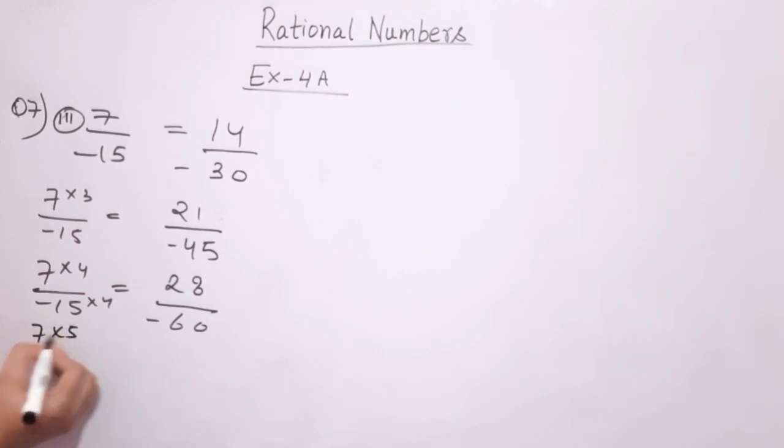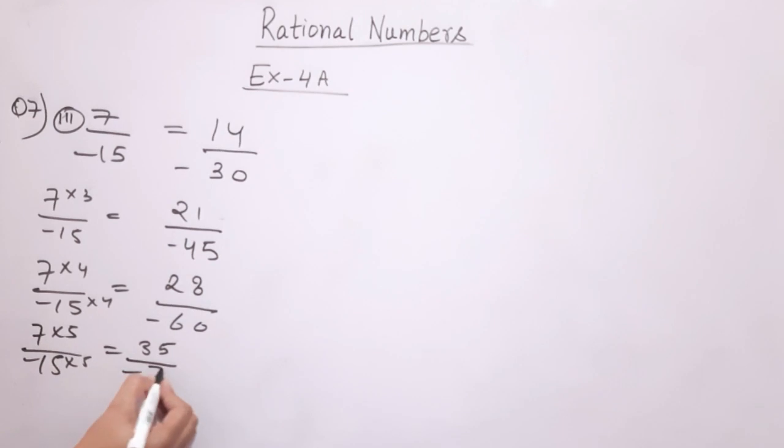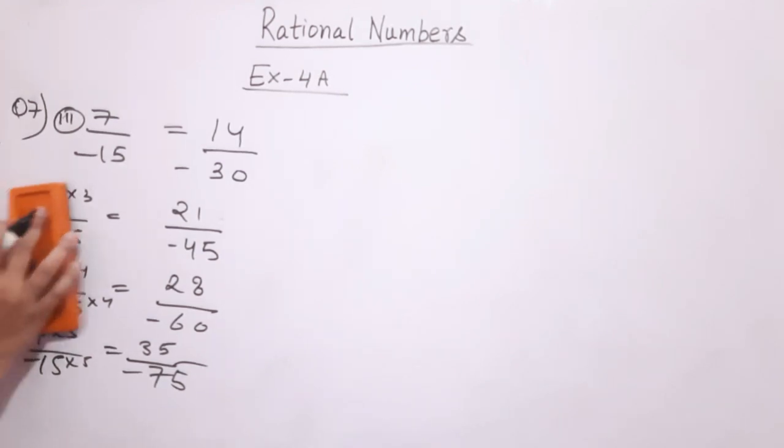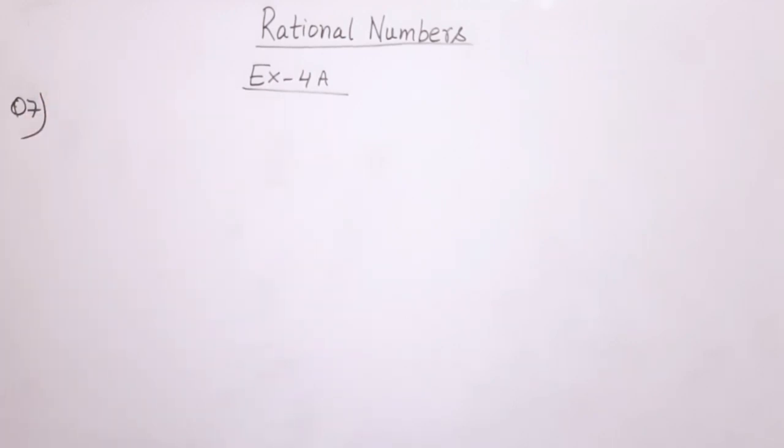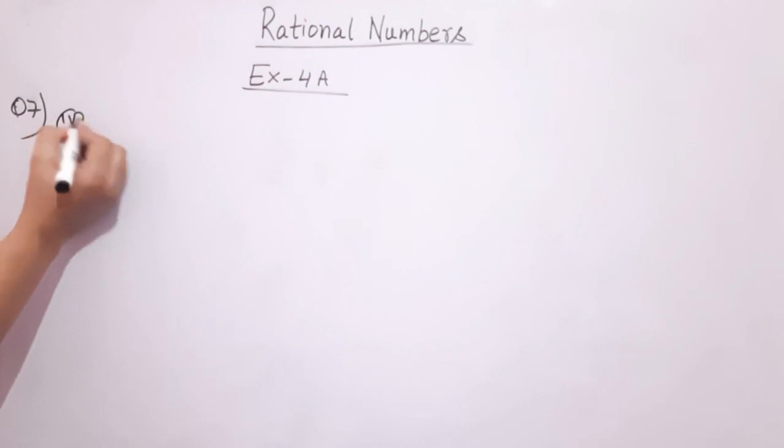So 7 5s are and 15 5s are. So 7 5s are 35, 15 5s are minus 75 because it is minus 15. So the next four equivalent rational numbers are 14 upon minus 30, 21 upon minus 45, 28 upon minus 60, 35 upon minus 75. Okay students, now I am going to solve the next option of question number 7. And that option is option number 4. So option number 4 is 8.